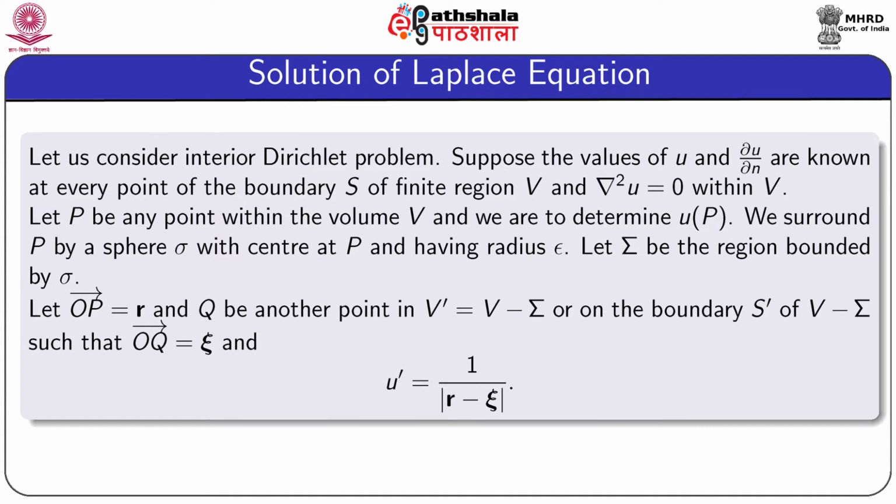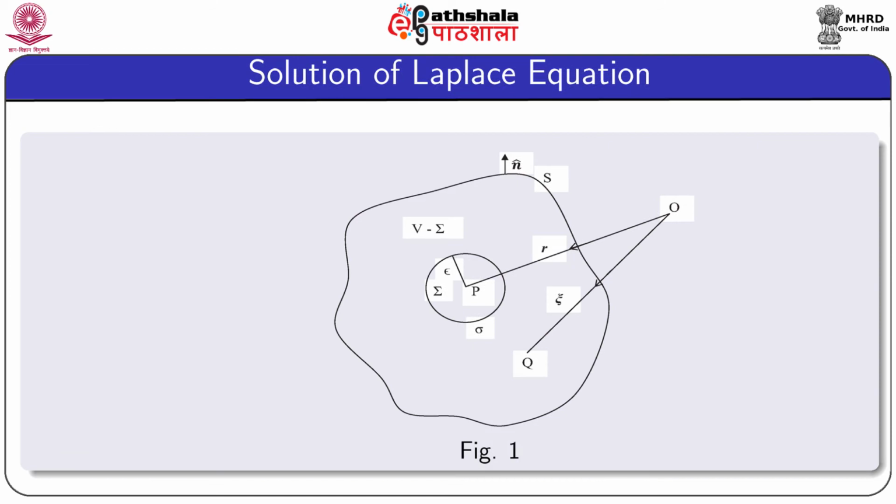Let P be an arbitrary point within the volume V, and we are interested to find the value of u at the point capital P, that is u at P. For that purpose, we surround the point P by a sphere sigma with center at P and having radius epsilon, as it is shown in this figure. So, this is point P and this is sigma, and the radius of the sphere is epsilon.